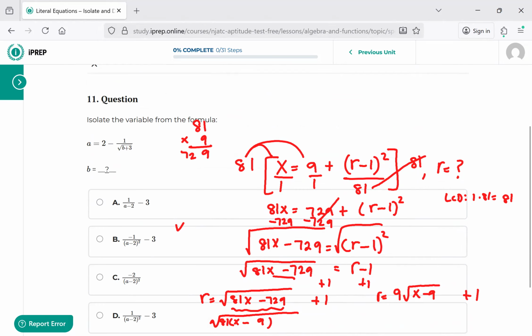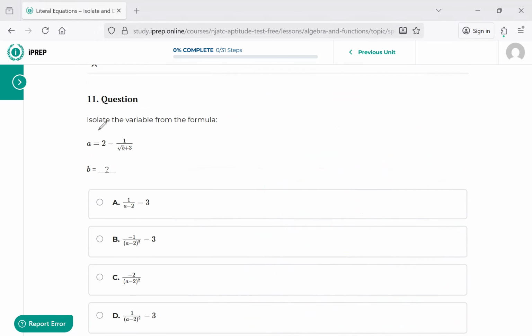It looks like they're getting harder as I go. So question 11, isolate the variable from the formula. A equals 2 minus 1 over the square root of b plus 3. You have to solve for b.